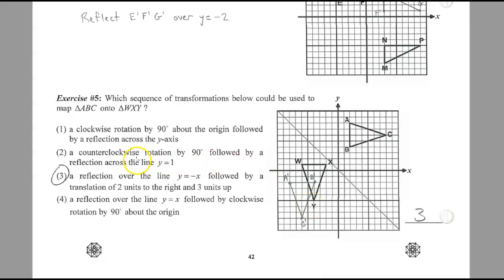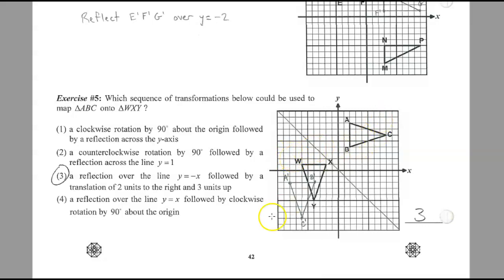The counterclockwise rotation by 90 degrees would take it into quadrant 2. Reflection across y equals 1. That would be close. But again, point A is at 2, 8. If it goes to 8, 2, it's going to be right about here, so it won't be lined up. Right? Point A won't be lined up with point W.